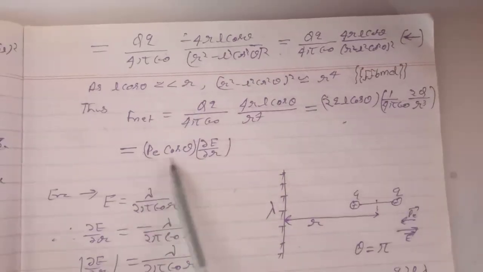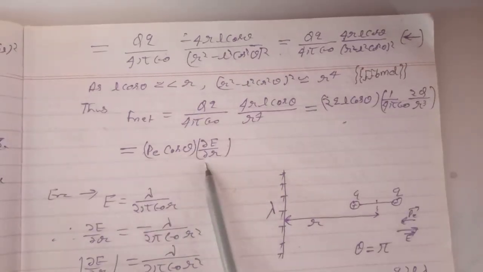So we can write P cos theta del E by del R. So F net will be P cos theta into del E by del R.